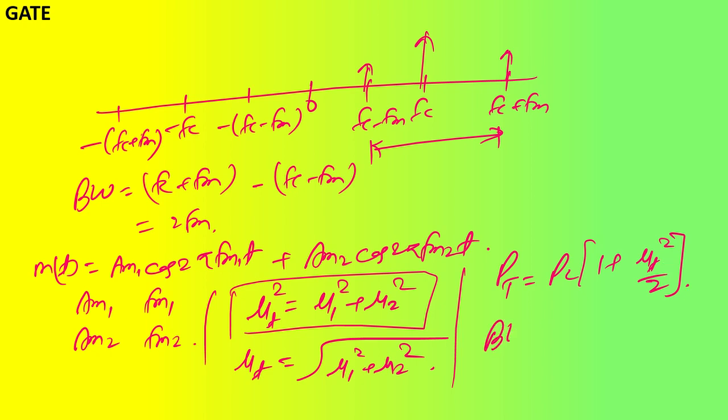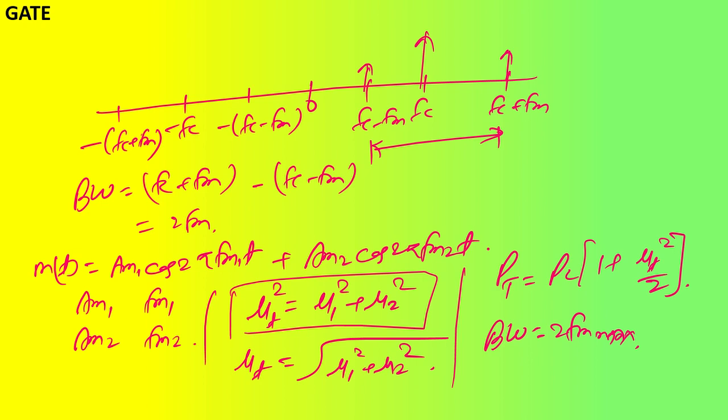The bandwidth requirement will become 2 times Fm max. Why max? Because it may be possible that Fm1 is more than Fm2, so Fc plus Fm1 will be higher than Fc plus Fm2, or Fm2 is more than Fm1, so Fc plus Fm2 will be higher than Fc plus Fm1. Okay, so whichever is the maximum frequency available in the message signal, that multiplied by 2 is your total bandwidth requirement. All right.